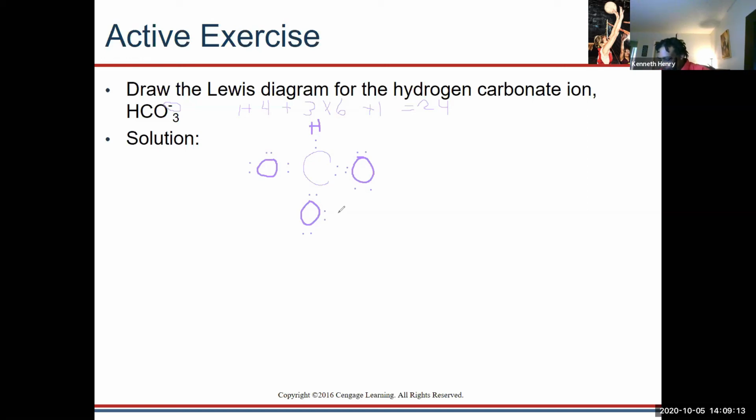Okay, so can we work this so that everybody has 8? Yes. Okay. When you guys do that, I want you to calculate the formal charge.